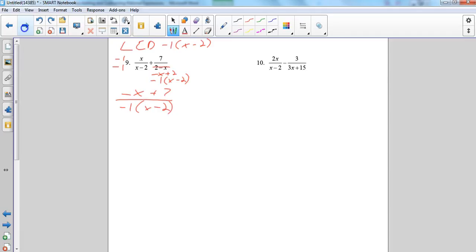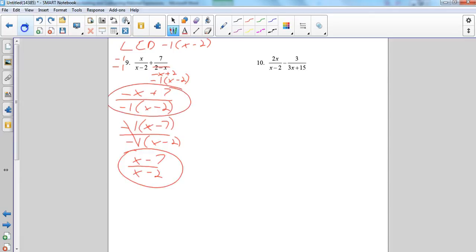I could also, if I want to clean it up a little bit, say the top is really negative 1 times x minus 7 over negative 1 times x minus 2, and my negative 1s cancel. So I just end up with x minus 7 over x minus 2. That answer would be fine. This answer would also be acceptable. But if you want to clean it up, you could.